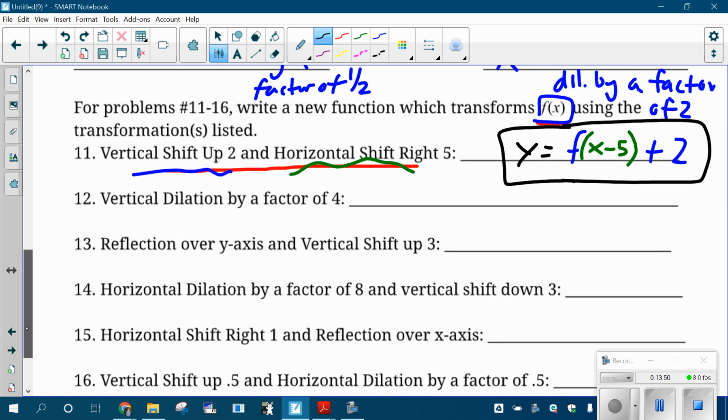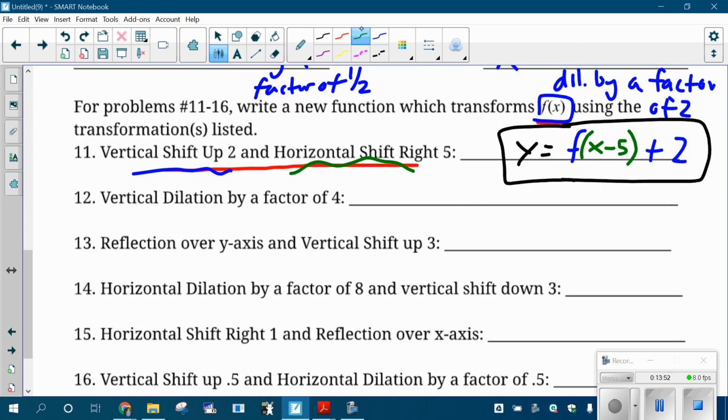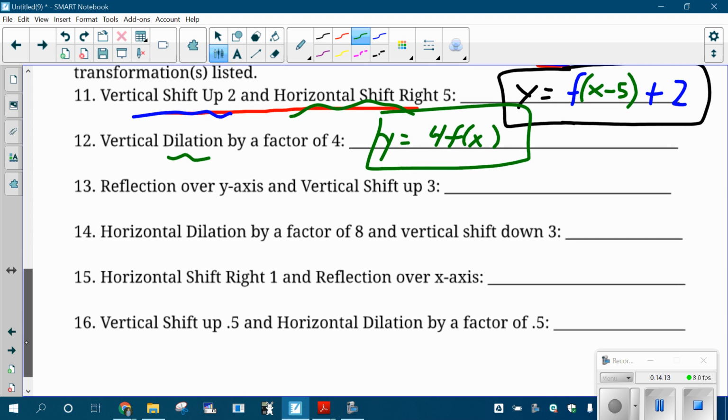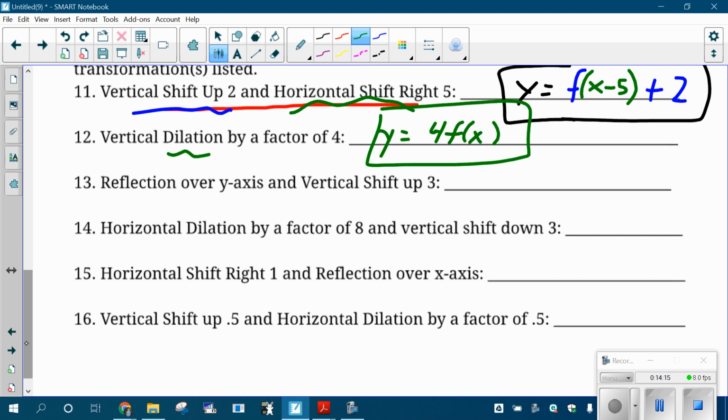All right, let's do 12 together, and then I'll let you try the rest. A vertical dilation, a vertical stretch, so I'm going to be multiplying. It's vertical, so it's going to be on the outside, and it's vertical, so it's going to work normal. So how do I do a vertical dilation by a factor of 4? Well, I just multiply the outside by 4. Easy enough. Okay, give 13 through 16 a try, and I'll show you my answers.